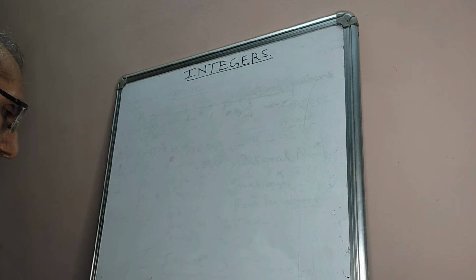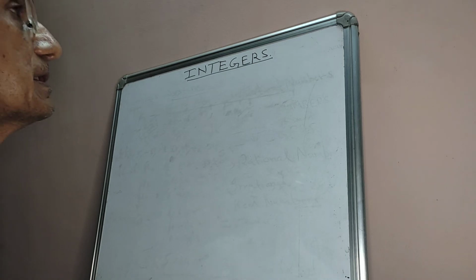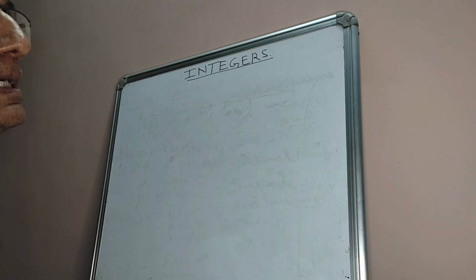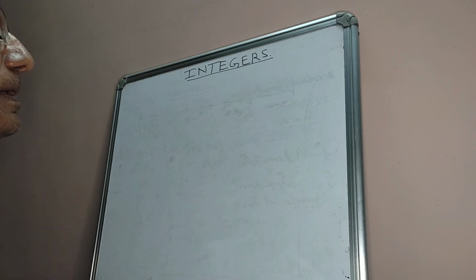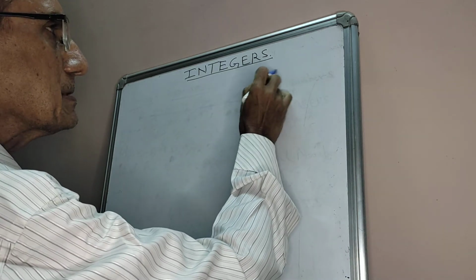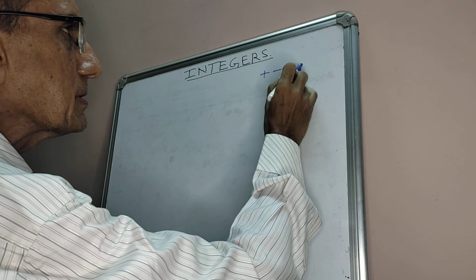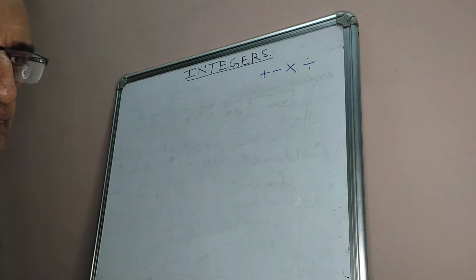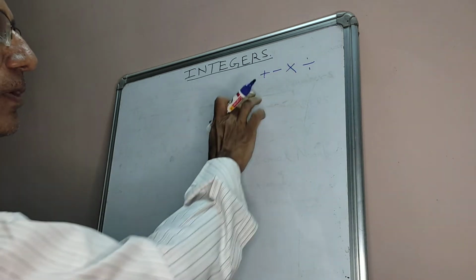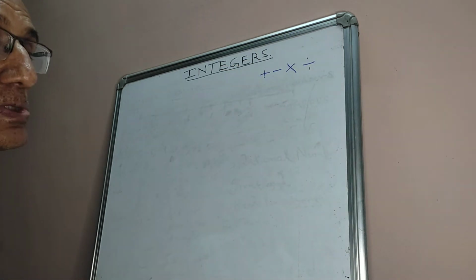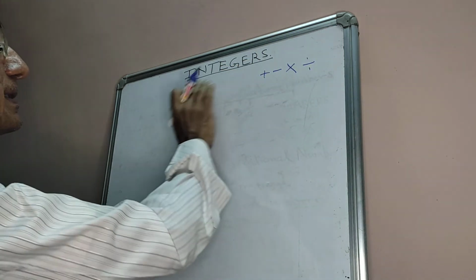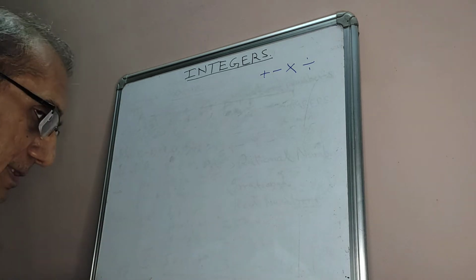Now, let's see how, in arithmetic, you must have known by now, there are 4 operations. Okay, what are those 4 operations? Plus, minus, multiplication and division. So these 4 operations, how do we use them while dealing with integers? That is what we are going to learn today.